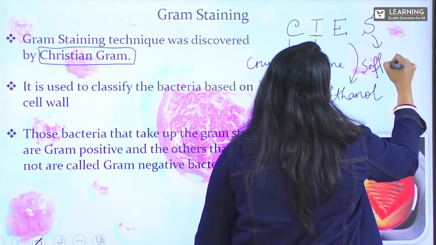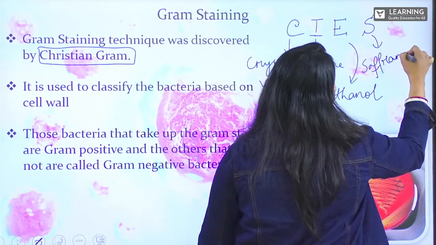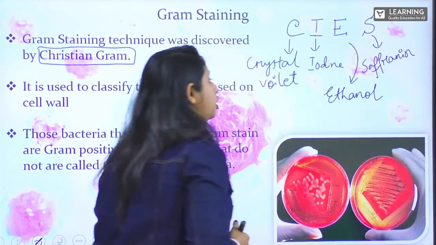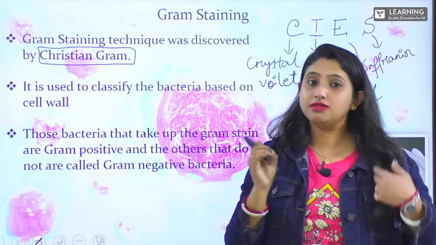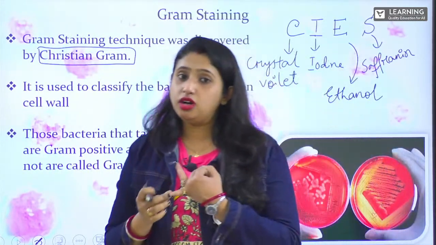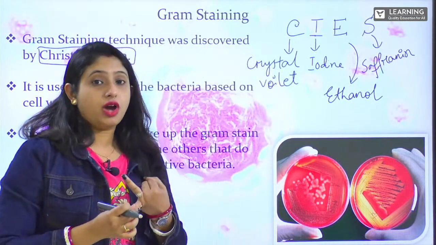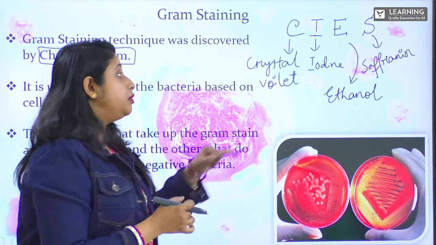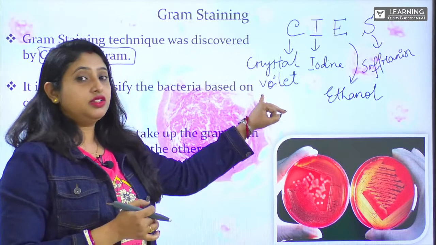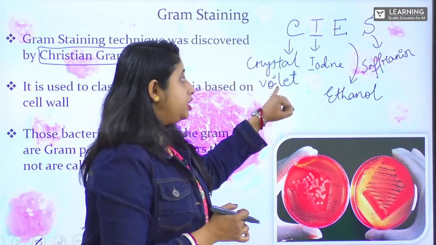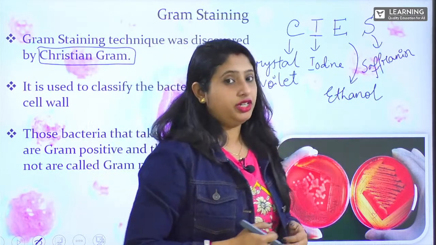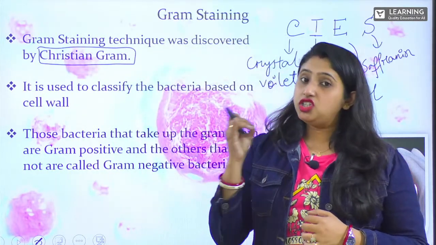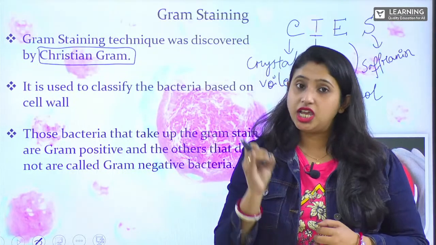All right, so these are the 4 things required for the process of gram staining. One is the crystal violet stain, which will retain the purple color. Then iodine, then ethanol, and then safranin. These are the 4 things which he has used for the process of staining the bacteria.